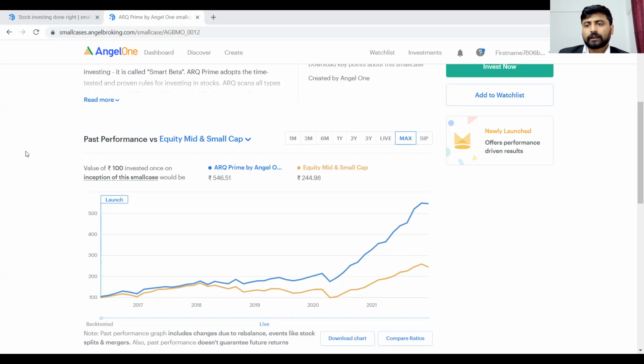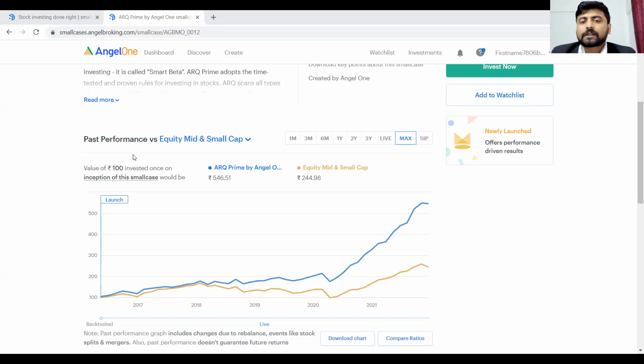If the majority of this particular small case is made up of large cap stocks, then the comparison will happen directly with the equity large cap index. If this small case is generally made up of both mid and small cap stocks, then the comparison automatically happens with the equity mid and small cap index. If the majority of the small case is made up of small cap stocks, then the comparison happens directly with the equity small cap index. So that is how the system has been intelligently designed.